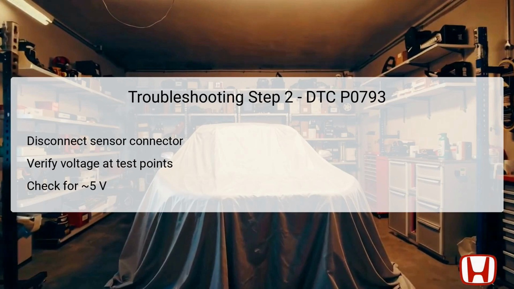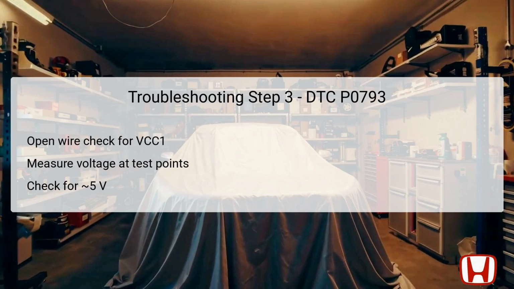Specifically, connect the multimeter to the female terminals of the connector, test point 1, terminal number 1 of the sensor, and body ground for test point 2. You are looking for an approximate voltage of 5 volts at this stage. This reading indicates that the electrical circuit is intact up to the connector point. If the voltage is present, you can move to the next troubleshooting steps. If not, further investigation into the wiring and connections is necessary.